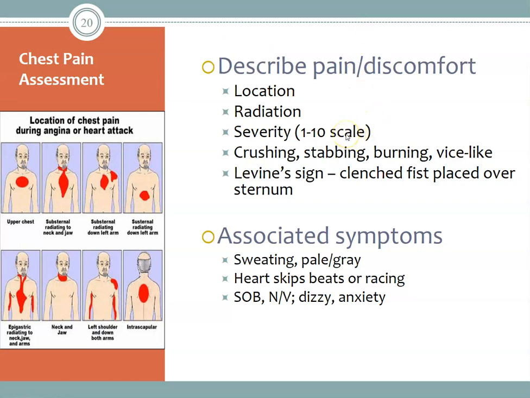Here's a chart that explains how the patient can describe the chest pain to you as the nurse so that you're documenting and able to quantify to the physician so that we can keep track of the severity, radiation, the location, how it's described as far as morphology. Is it crushing? Is it stabbing? Is it vice-like, which would be very indicative of a heart attack, right?